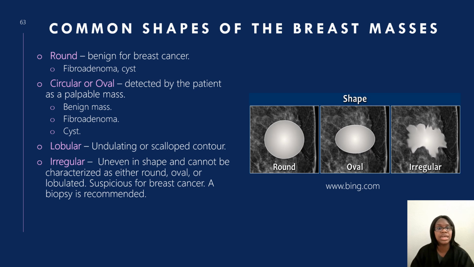You have your round shape, which is benign, meaning it's not going to be breast cancer. It's your fibroadenoma, it's your cyst. And then you have the circular or oval shape. It will be a benign mass, fibroadenoma, or cyst. If it is irregular like this and uneven in shape, then a biopsy is highly recommended just to make sure that it is not cancerous because it can be suspicious for a breast cancer.